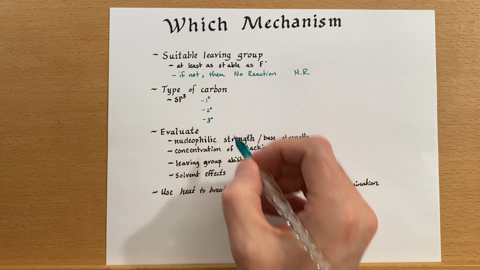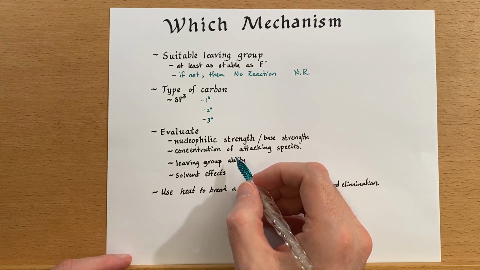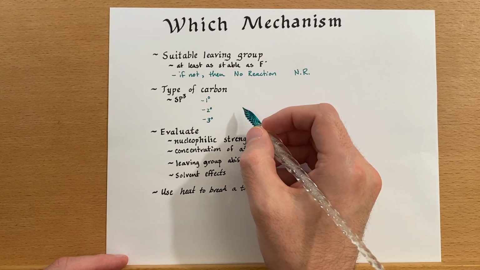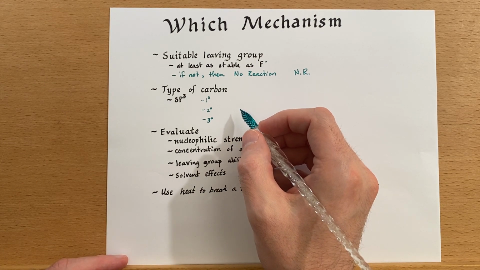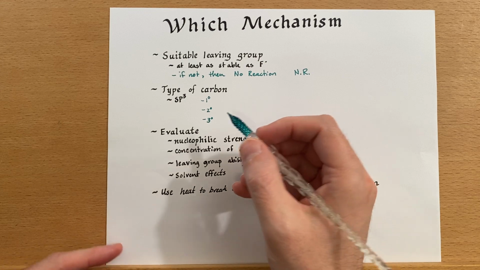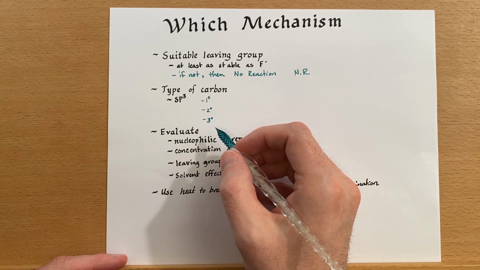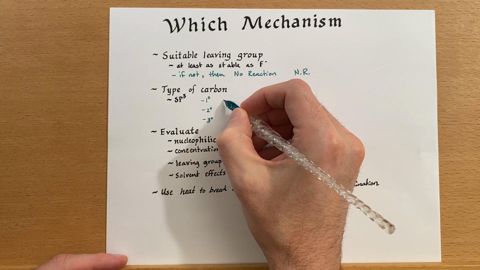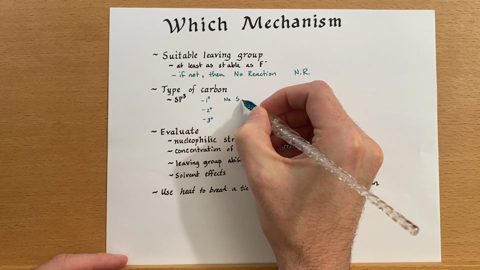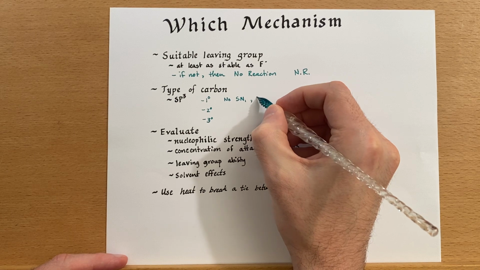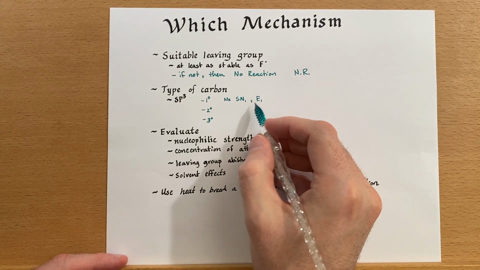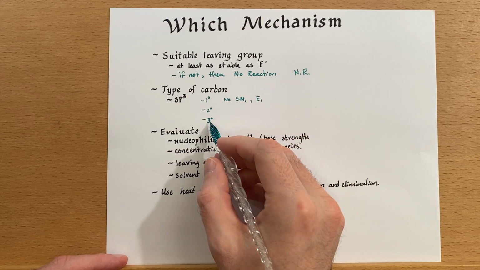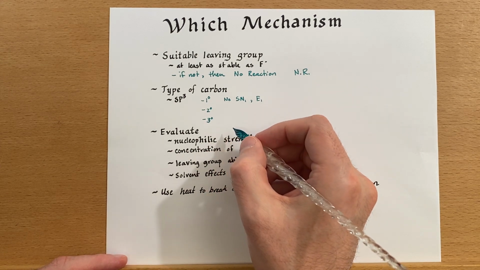So, if we have a primary carbon, there's no way that we could have an SN1 or an E1. Essentially, it's going to be very difficult to form that carbocation intermediate. So we will not see SN1 or E1. Let's skip secondary for a second.